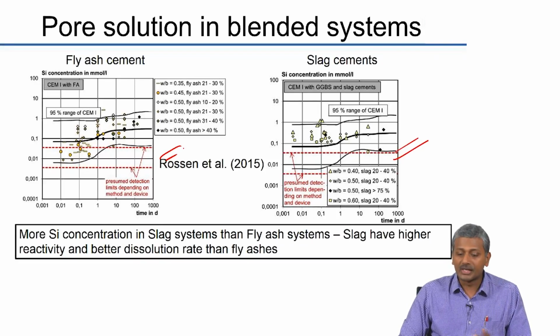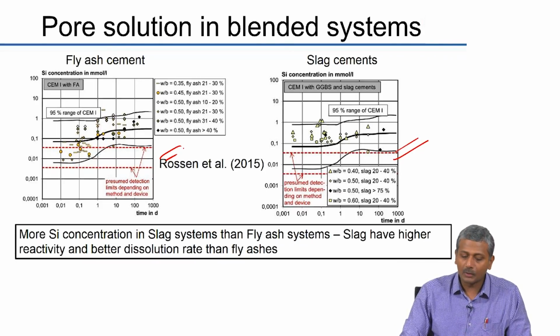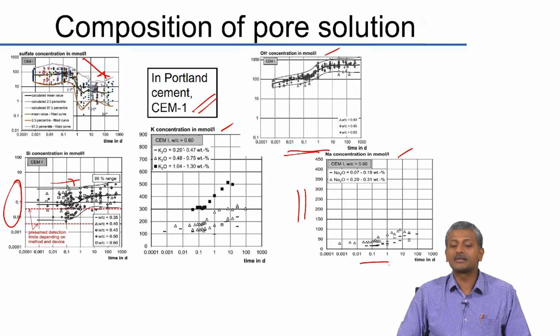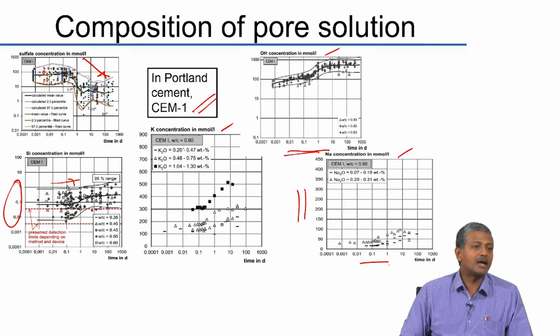There's definitely more silica concentration in slag systems than fly ash systems, and that seems to indicate the better reactivity of the slag systems also. We know that slags are much faster reactive as opposed to fly ash. Of course, what is not shown here is how the ionic concentrations, that is sodium, potassium and hydroxyl ion concentrations, change when you have blended cements.